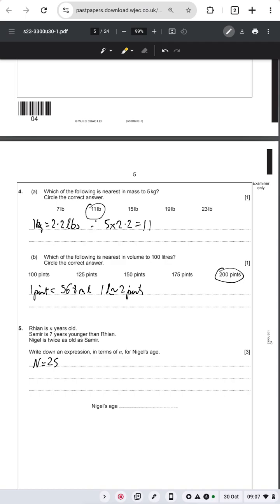We're told that Samara is 7 years younger than Rianne. So Samara, S, is Rianne's age, take away 7. So that's N minus 7, or little n minus 7. So this means Nigel is 2 times, and we can replace the S with n minus 7, which we have to put in brackets. So we can then multiply through. This is going to give us 2n minus 14.